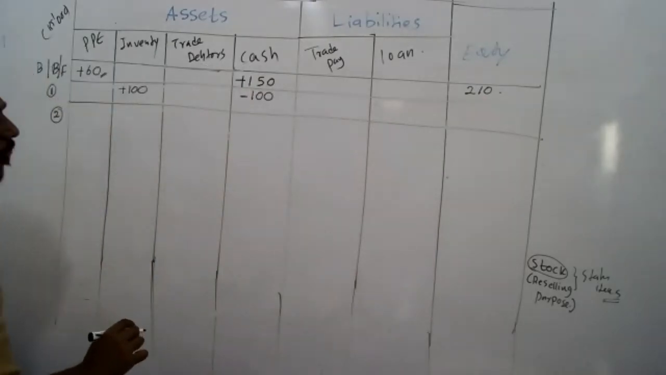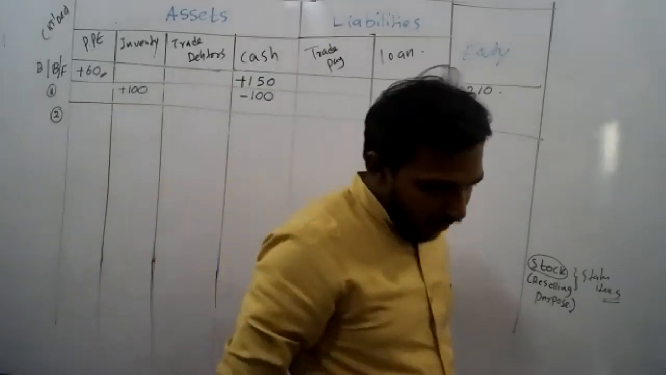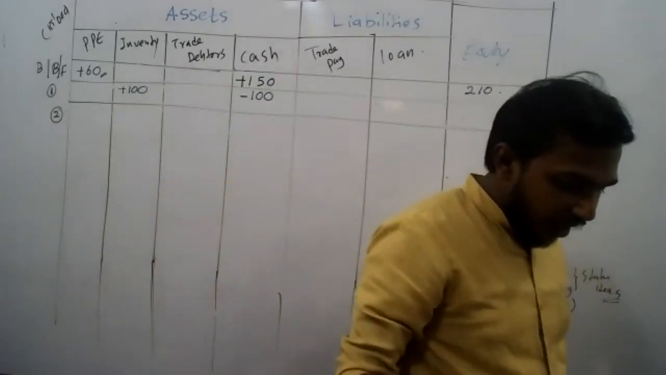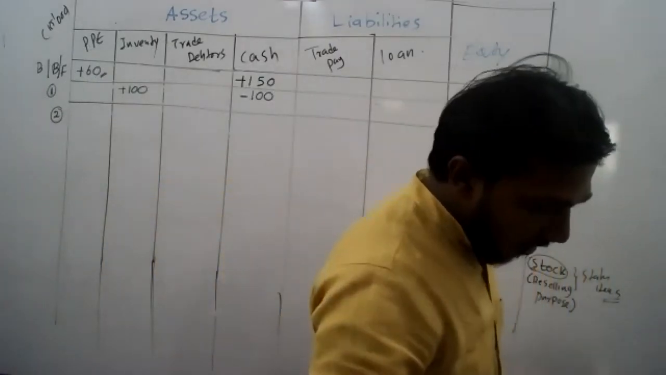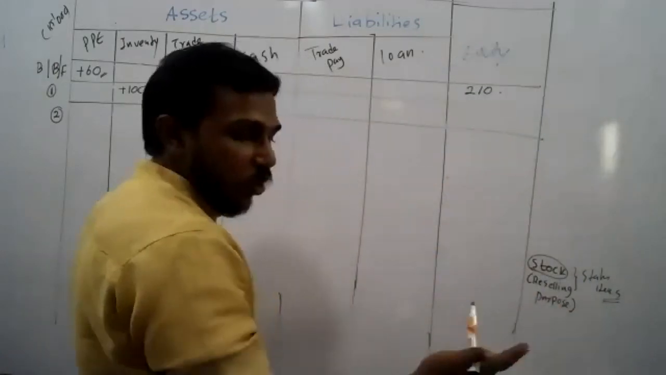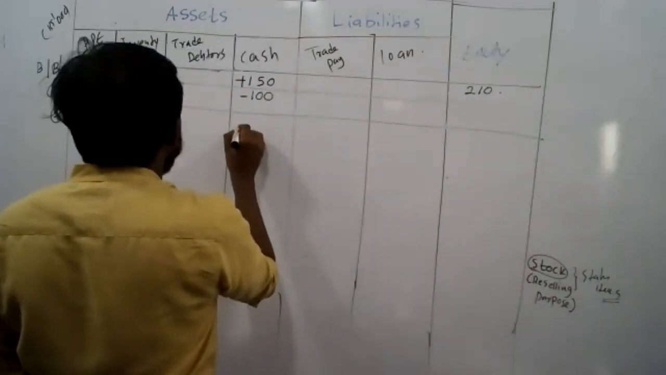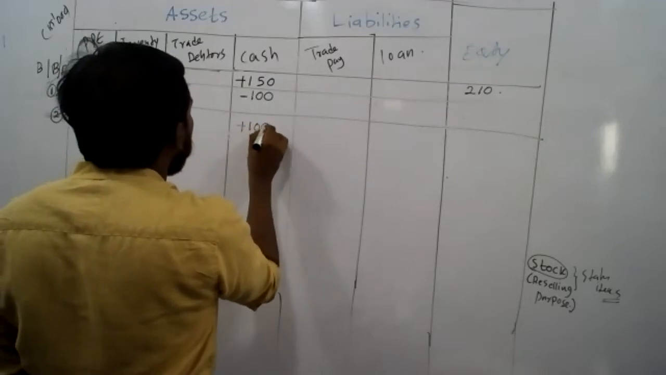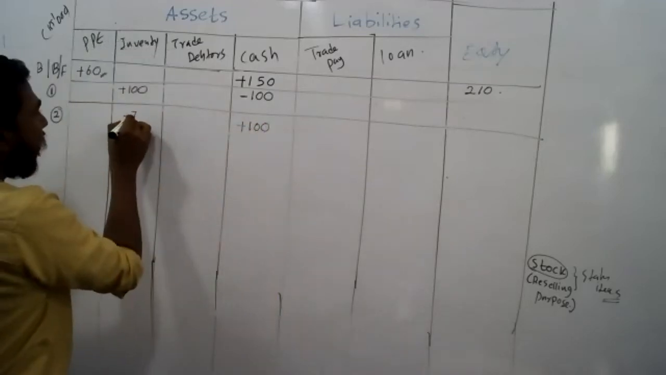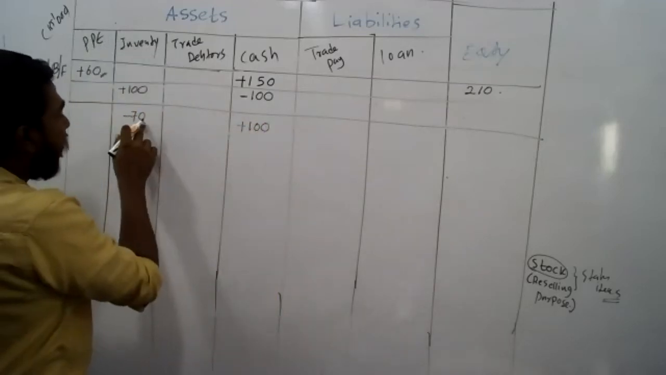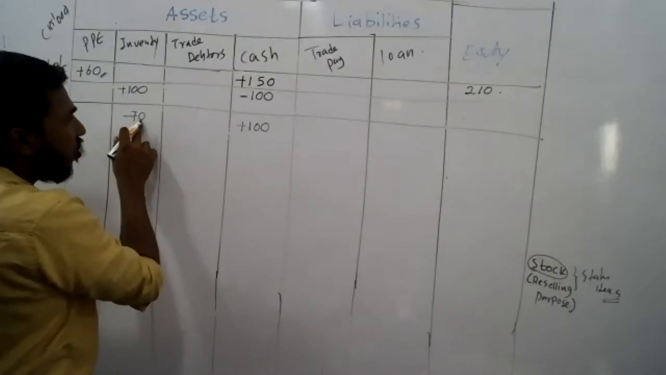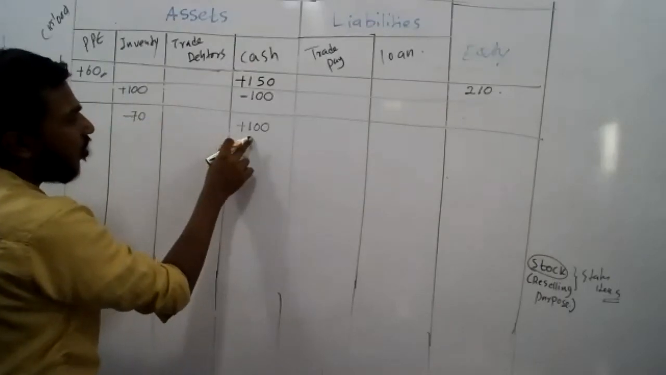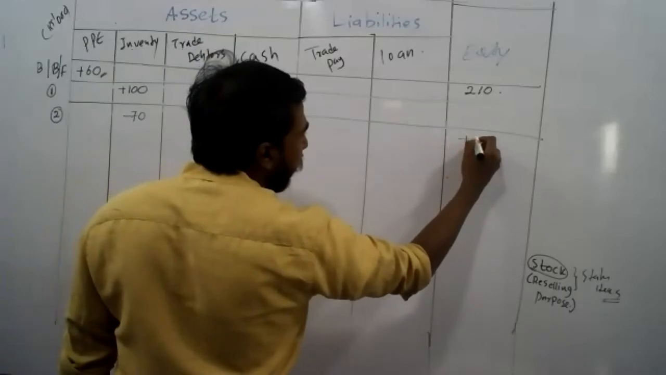Then the second one. Sold stationery items, cost of 70,000, for 100,000 on cash. So you get cash 100,000. Cash increased by 100,000. Inventory decreased by 70. Now see, cost of 70,000 stock was sold for 100,000. So equity increased by 30.